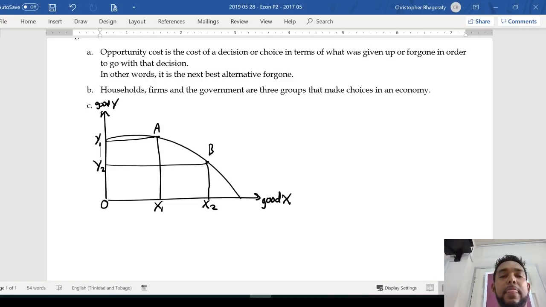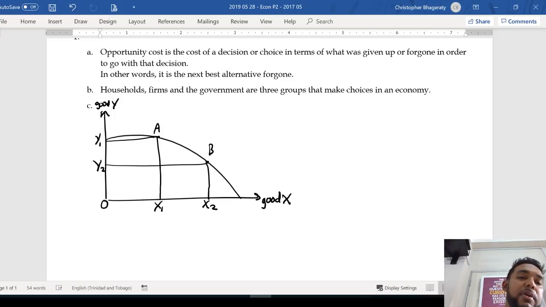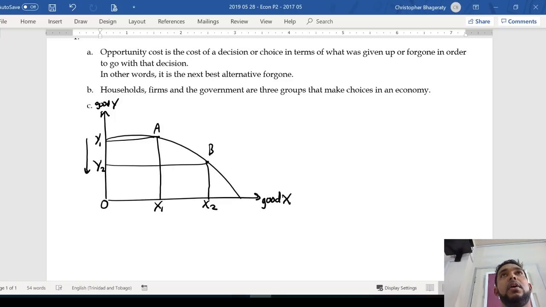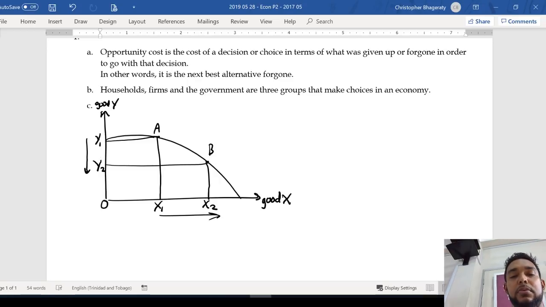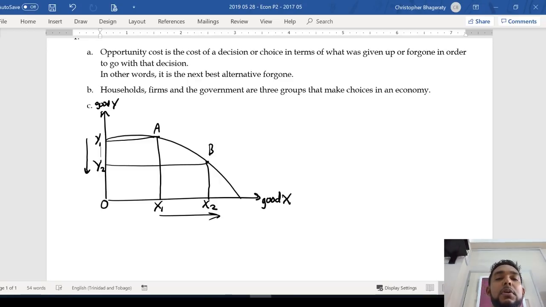So to move from point A to point B, let's say you were producing at point A and you had to go to point B. It means the production of good Y would have to do what? Increase or decrease? Decrease. The production of good Y would have to drop from y1 to y2, and the production of good X would have to increase from x1 to x2. So you'll be giving up this much to gain this much here.